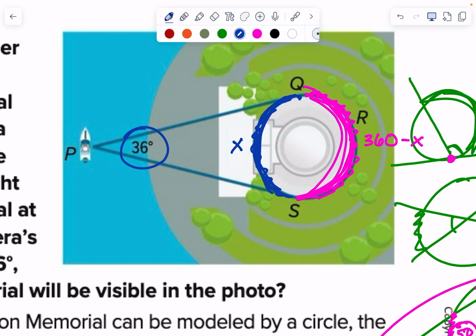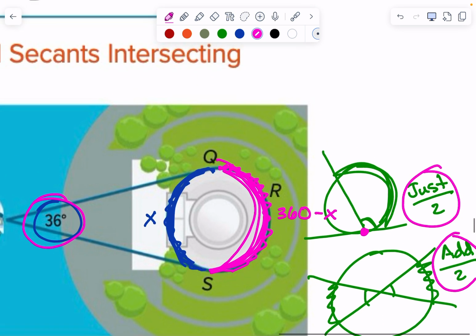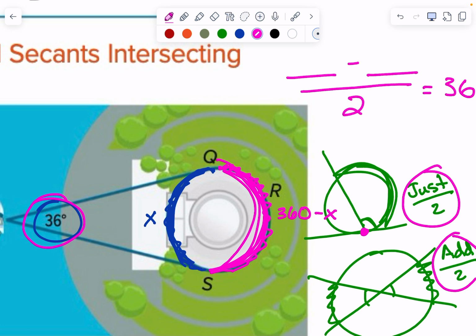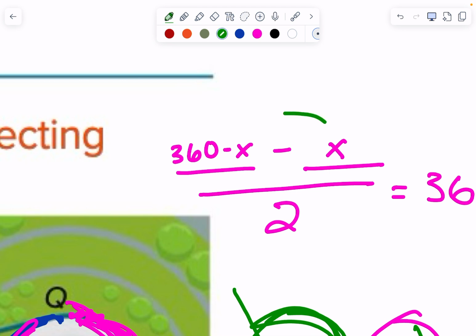Now, what do I do with the pink one and the blue one to get 36? You subtract. So which one do I start with? The bigger one minus the smaller. This one minus this one divided by 2 equals 36. So 360 minus X minus the other X, right? This arc minus this arc divided by 2 gives me 36. Okay, this is kind of weird. What's this top simplified to be?